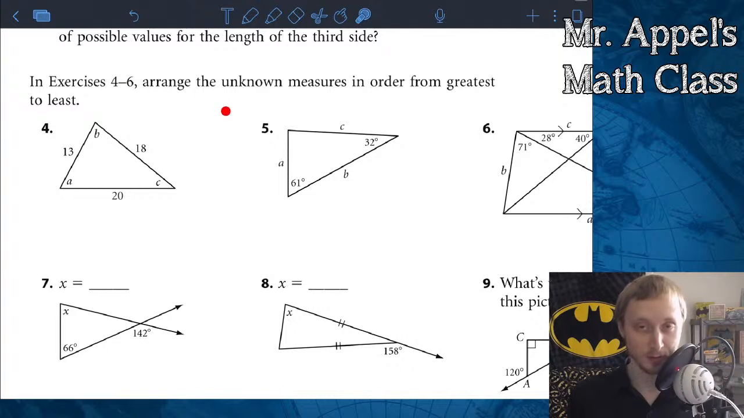And 4 through 6 is where you're using that second property, right? The smallest is across from the smallest. So looking at number 4 here, I can see the side lengths are given. I know 20 compared to 18 and 13. This is the biggest side. So from those measurements, I know absolutely that angle B across from it must be the biggest angle, right? That's what you're using there.